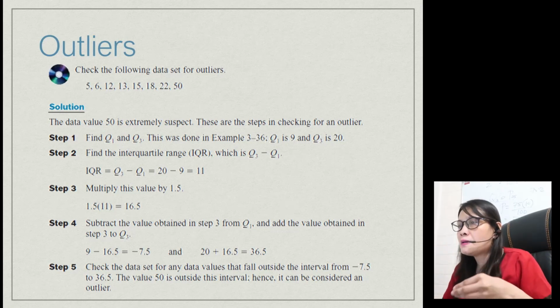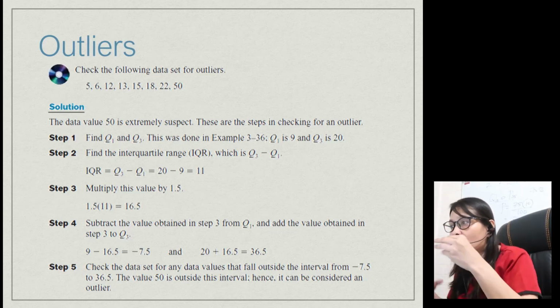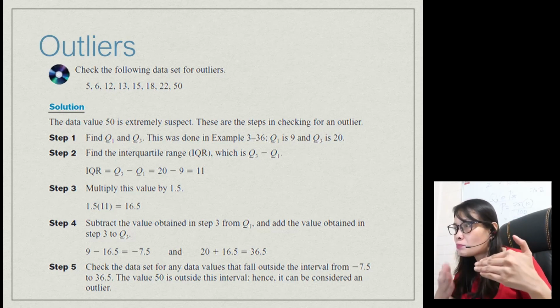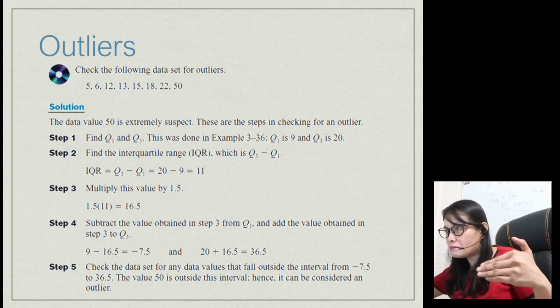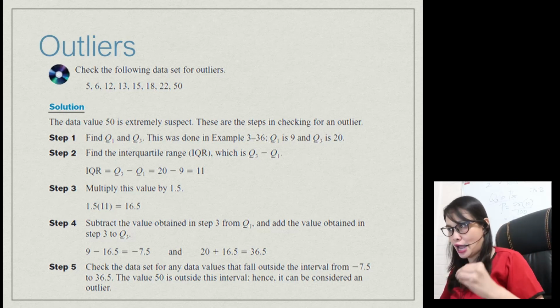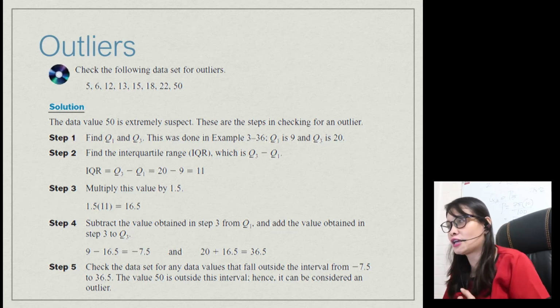Okay, very good. Since the extremely high value in the given data set that we have is 50, we need to determine if 50 is an outlier or not. So based on the range that we have, negative 7.5 up to 36.5, 50 is not included. It's located outside the 36.5. So therefore, 50 is an outlier. Kasi wala siya dun sa range na given. Okay? Do you get the point? Is it clear, people?